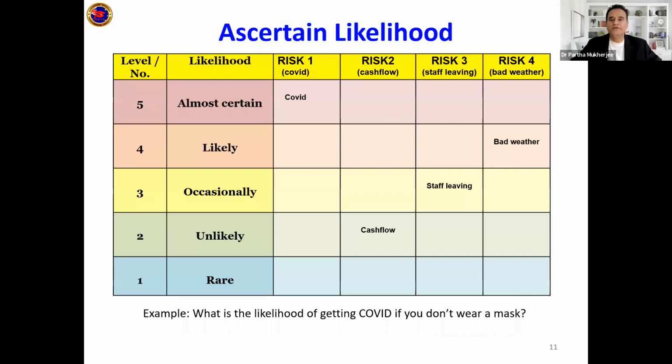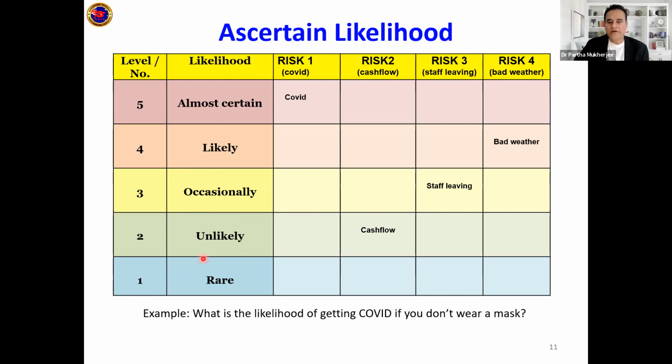So the first one is, how do you ascertain the likelihood? You use this table. In this table, you will see the likelihood categorized into 4 levels. Very rare, it can happen. It is unlikely it will happen. Occasionally it can happen. It's quite likely it can happen, and almost certain it will happen.